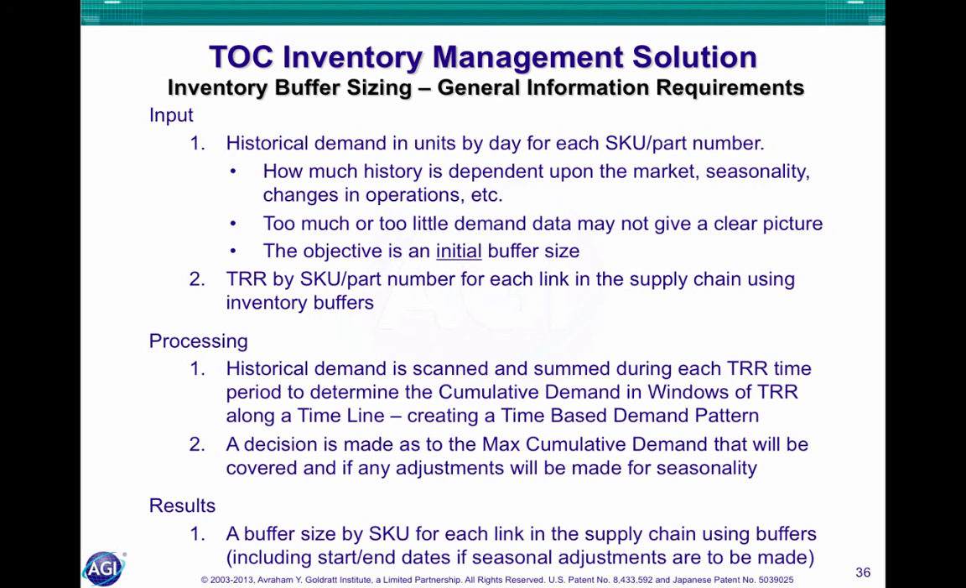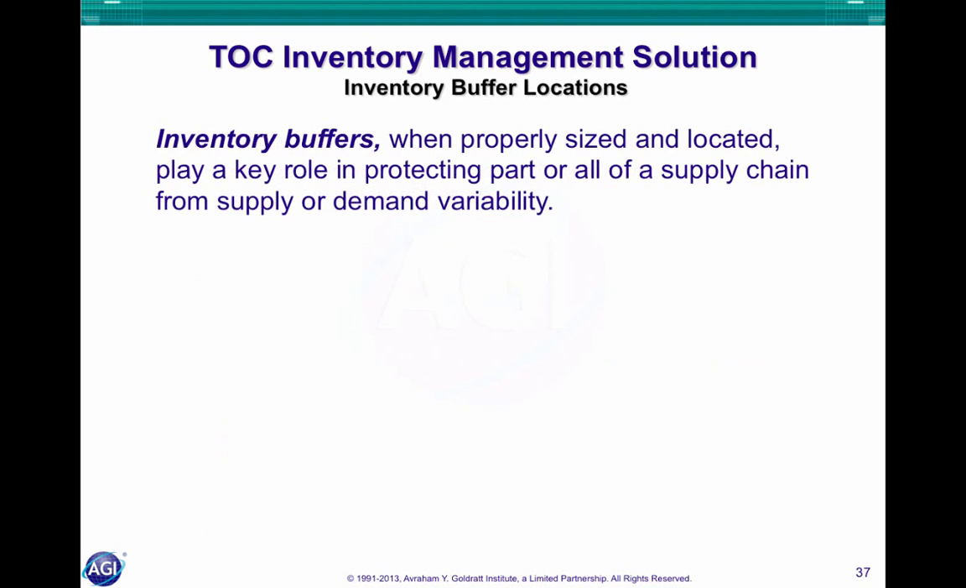Then it processes the input data by summing demand in windows of TRR to determine the cumulative demand in each window of time to establish the upper limit for an initial buffer size, from which adjustments can then be made for seasonality as well as trade-offs between investments in inventory and out-of-stock conditions. The result is a buffer size for each stock keeping unit or part number at each buffer location in the supply chain.